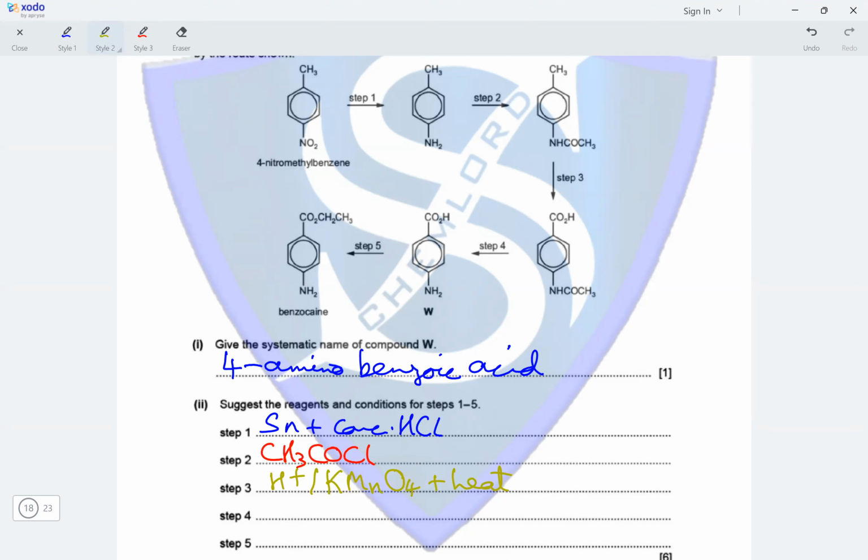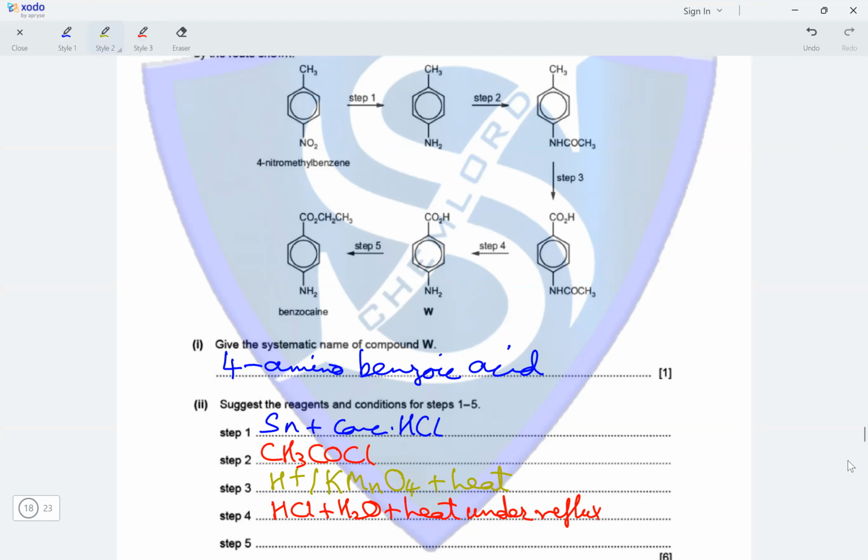In step 4, we have the conversion of the amide into amine because it undergoes hydrolysis, which is known as acid hydrolysis. So we have HCl plus H2O plus heat under reflux to produce the phenylamine again.